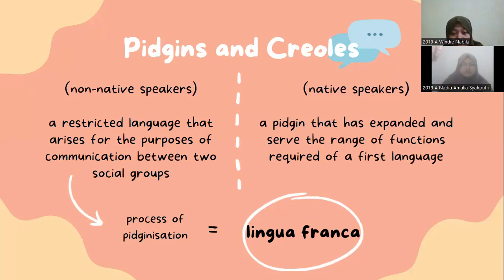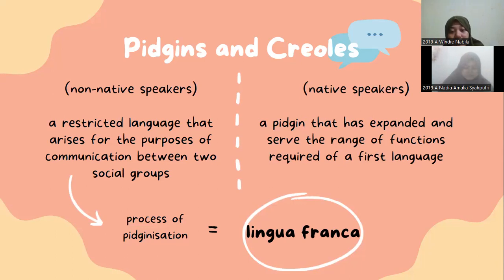Besides, Creoles are a much expanded version of pidgin in structure and vocabulary to express the range of meanings and serve the range of functions required of a first language. So it means Creoles have native speakers and have arisen in situations in which there was a break in the natural linguistic continuity of a community.